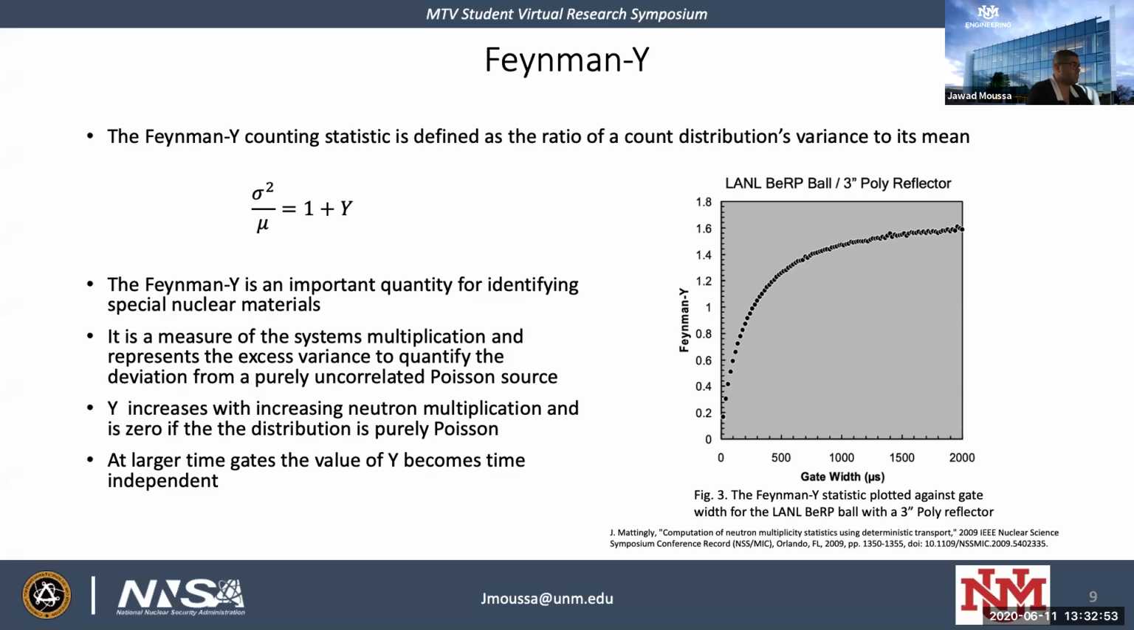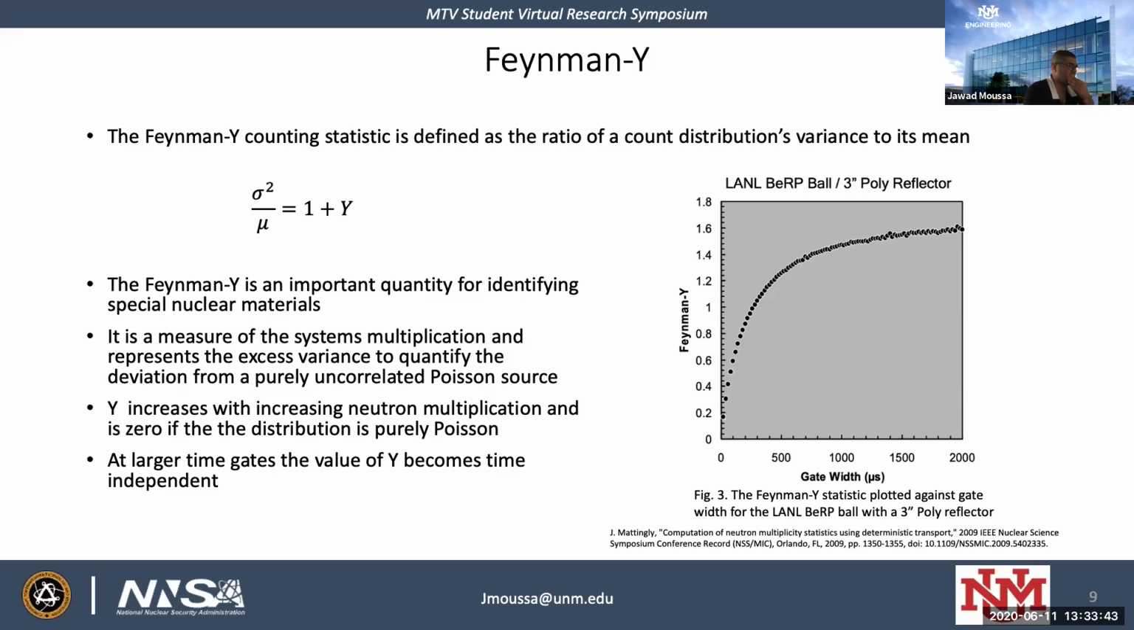Now, before we get into some results, I want to make sure that we make a connection of how the Feynman-Y relates to nuclear safeguards. It's considered a very important quantity in identifying special nuclear material because it's a measure of the system's multiplication. So it basically represents the excess variance as a deviation from a purely uncorrelated Poisson. So you can see that as the distribution becomes more Poisson-like, the Y disappears. However, at larger time gates, or as we propagate through time, it loses its time independence, and it becomes a given value that we can use to characterize that system.